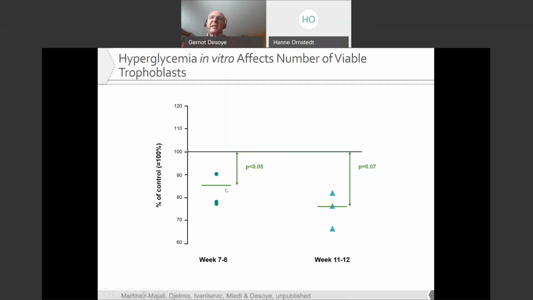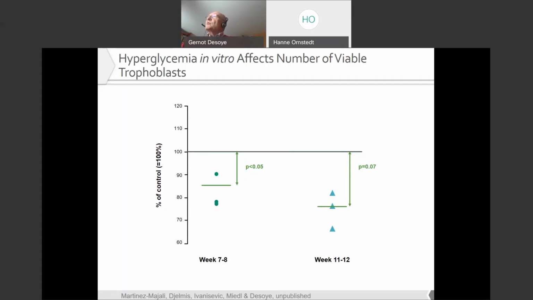And as you can see here, there is a difference and there's a reduction in the number of viable trophoblasts when the trophoblast was exposed to hyperglycemic conditions. And that was independent of the gestational age. We've separated the data here to see whether there was a differential response to the hyperglycemia in week 7-8 as opposed to week 11-12, but the results were more or less the same. So that again would suggest that there is a reduction in trophoblast growth, which is the main driver of placental growth early in pregnancy, and that this might be induced by hyperglycemia.